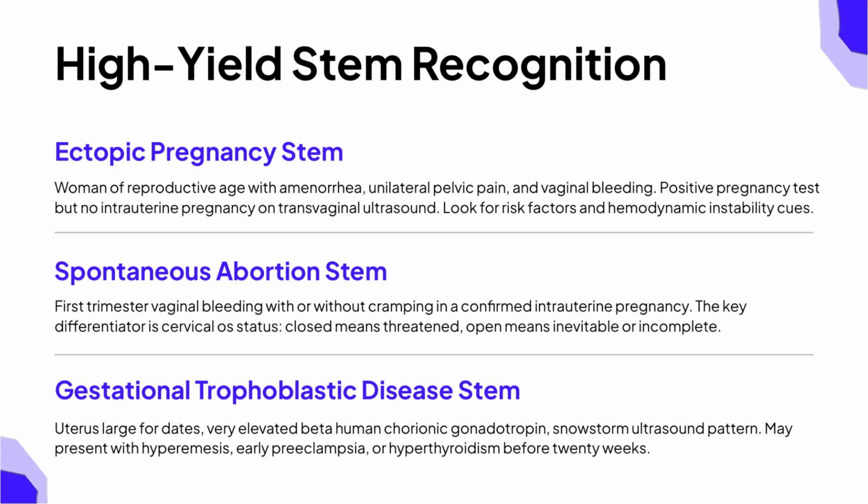For spontaneous abortion, the stem describes first trimester vaginal bleeding in a confirmed intrauterine pregnancy. The entire question often hinges on whether the cervical os is open or closed. Closed os with fetal cardiac activity is a threatened abortion. Open os is inevitable or incomplete. For gestational trophoblastic disease, they describe a uterus larger than dates, markedly elevated beta-human chorionic gonadotropin, and the classic snowstorm ultrasound. They may add hyperemesis, hyperthyroidism, or preeclampsia before 20 weeks as bonus clues. Train yourself to identify these stem patterns quickly.